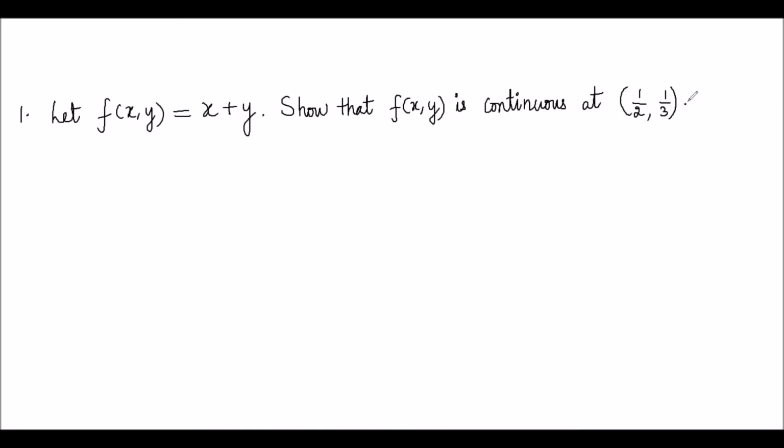We have to check the continuity of this function at the point (1/2, 1/3). This is a point in the first quadrant of the Cartesian plane where we have to check the continuity. For checking the continuity, we have to verify that the limit of this function at the specified point exists, and secondly, that the limit is equal to the value of the function at this point. So let us start the problem.